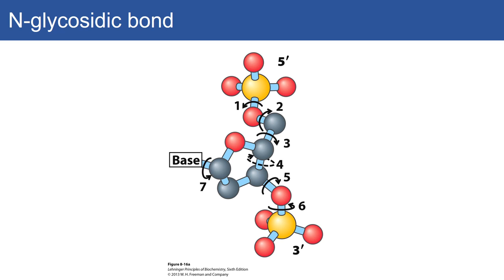But there are ones that are more stable than others, so we'll talk about those here in a little bit. There are tons of free torsion angles around these bonds, in particular the N-glycosidic bond. The N-glycosidic bond is the important bond that attaches the nitrogenous base to the ribose sugar. You can see that it is bond number 7 in this diagram.